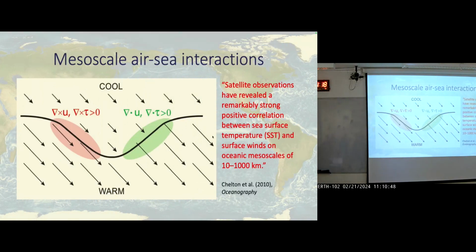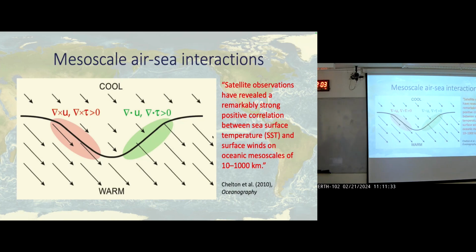However, when we focus on smaller scales, on the mesoscale, we see the opposite behavior: positive correlations between sea surface temperature and winds. So this is, for example, a frontal region in the ocean. One side of the front is warm and the other side is cold, and we have a wind blowing across the front. In this case, we typically see stronger winds above the warm side of the front and weaker winds above the cold side of the front. So, a positive correlation between these two. And this is based on satellite observations.